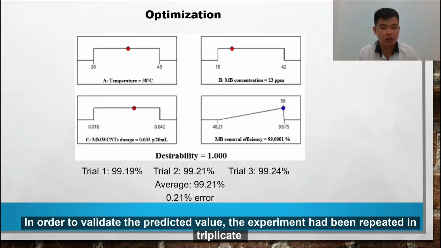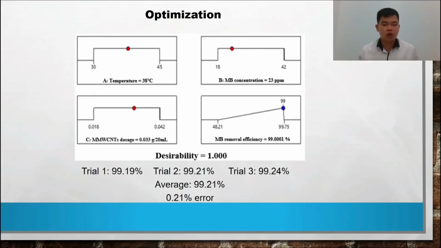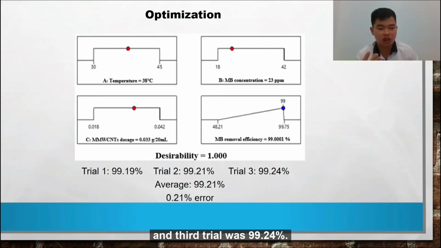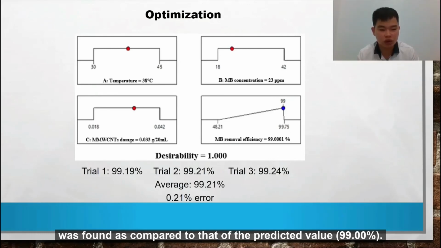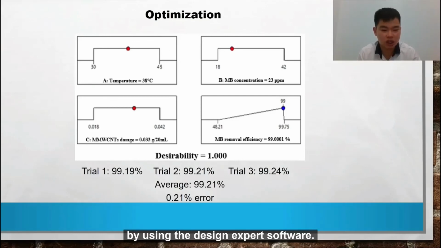In order to validate the predicted value, the experiment was repeated in triplicate at the predicted optimum condition. The first trial result was 99.19%, the second trial was 99.21%, and the third trial was 99.24%. The average value of the results was 99.21%, in which only 0.21% of error was found, as compared to the predicted value of 99.00%. This result shows high accuracy in predicting the methylene blue removal efficiency using magnetic multi-wall carbon nanotubes by using the Design Expert software.